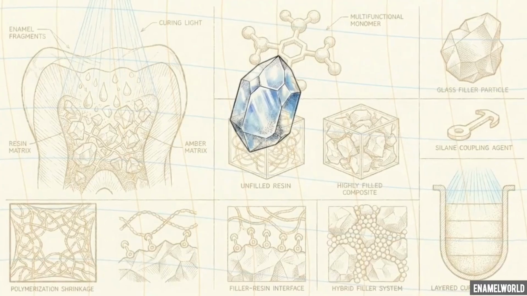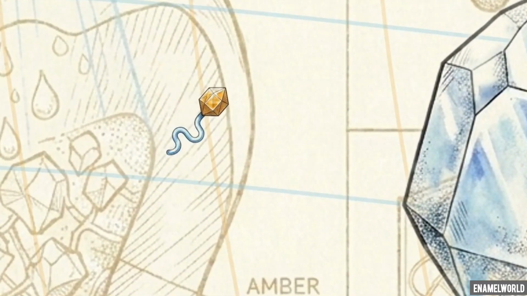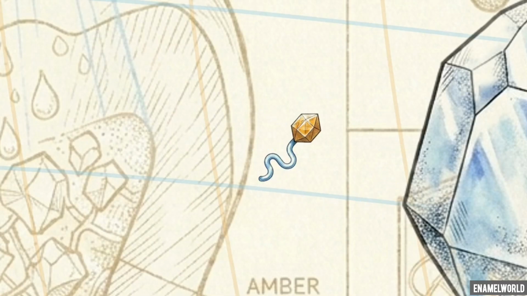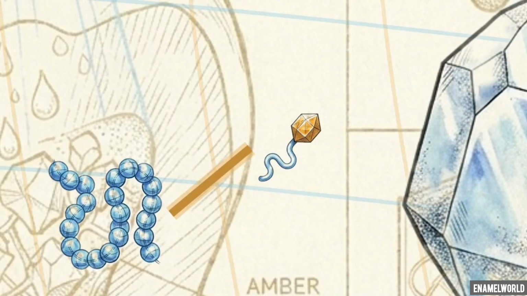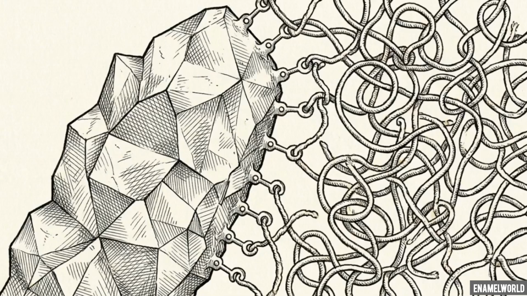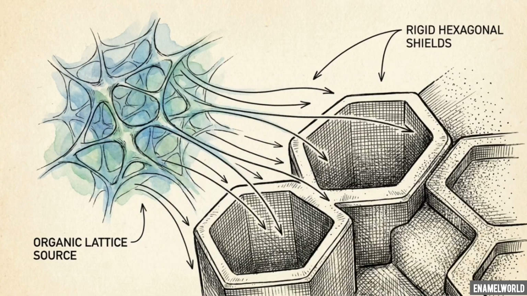The mechanism to link these phases is an organosilane coupling agent. Silane is a bifunctional molecule. One end chemically locks directly into the hydroxyl groups on the silica filler surface. The opposite end contains a methacrylate group. When curing light hits, it polymerizes directly with the organic resin chains. The silane coupling agent acts as the linchpin of the composite. It transforms a loose, unstable mixture into a unified structural matrix, capable of efficiently transferring heavy bite forces from the soft resin directly into the rigid glass fillers.